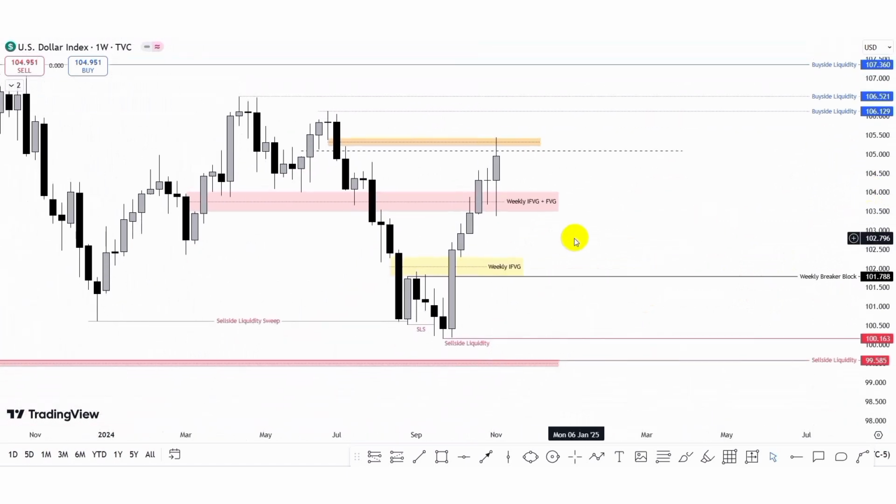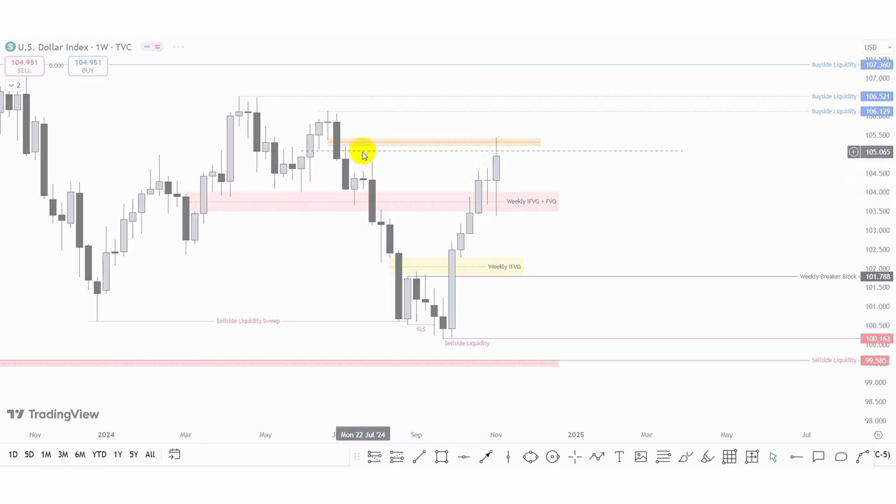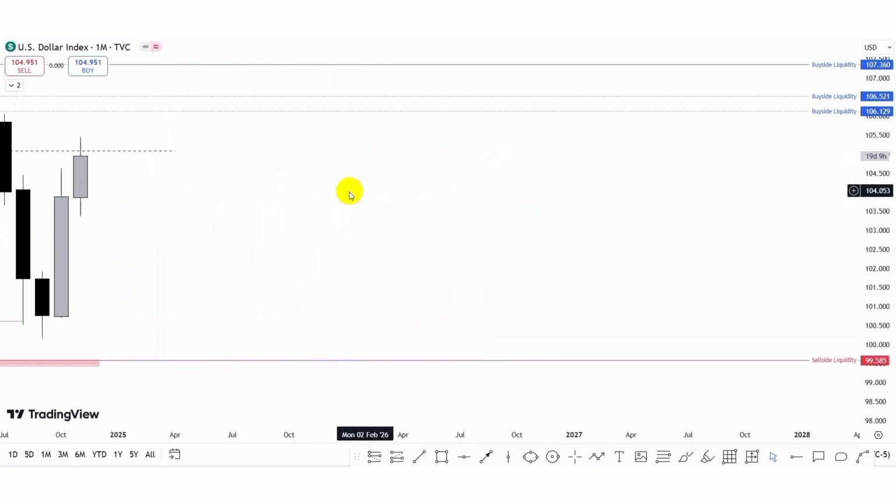And what we can see here is price actually pushed to the upside. We have this inversion fair value gap in the weekly time frame and this fair value gap, which we anticipated a reaction of price to have a bearish move. But what we can see, price broke through the fair value gap and the inversion fair value gap, took out this buy side liquidity.